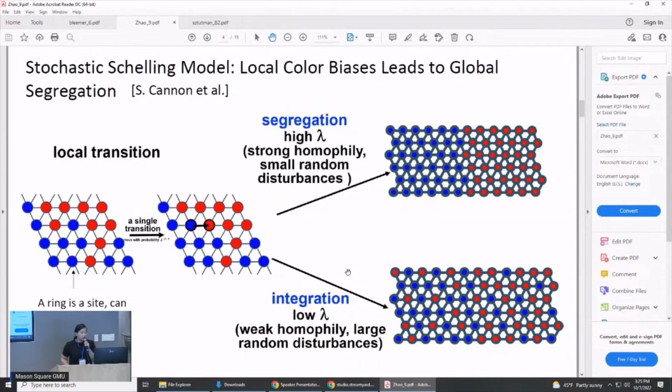For example, recently, Sarah Cannon and her co-authors proposed a stochastic Schelling model. The model becomes stochastic, which is helpful in order to capture the uncertainties and random disturbances in the real world. And phase transitions are proved. Under strong homophily, we will very likely observe segregation, and with weak homophily, which is weak racial biases, integration is proved to be more likely to occur.